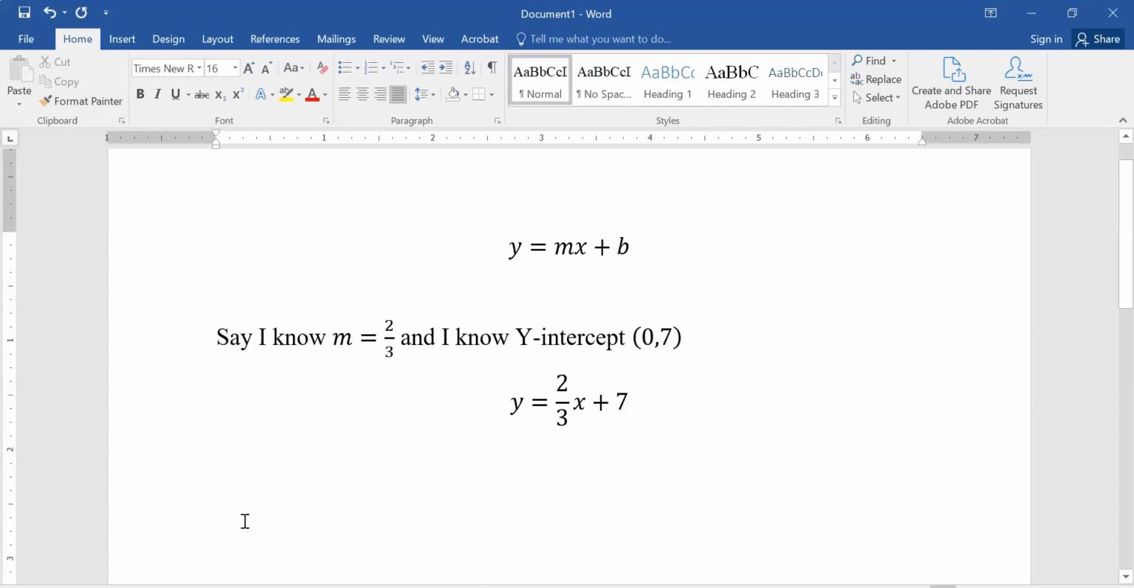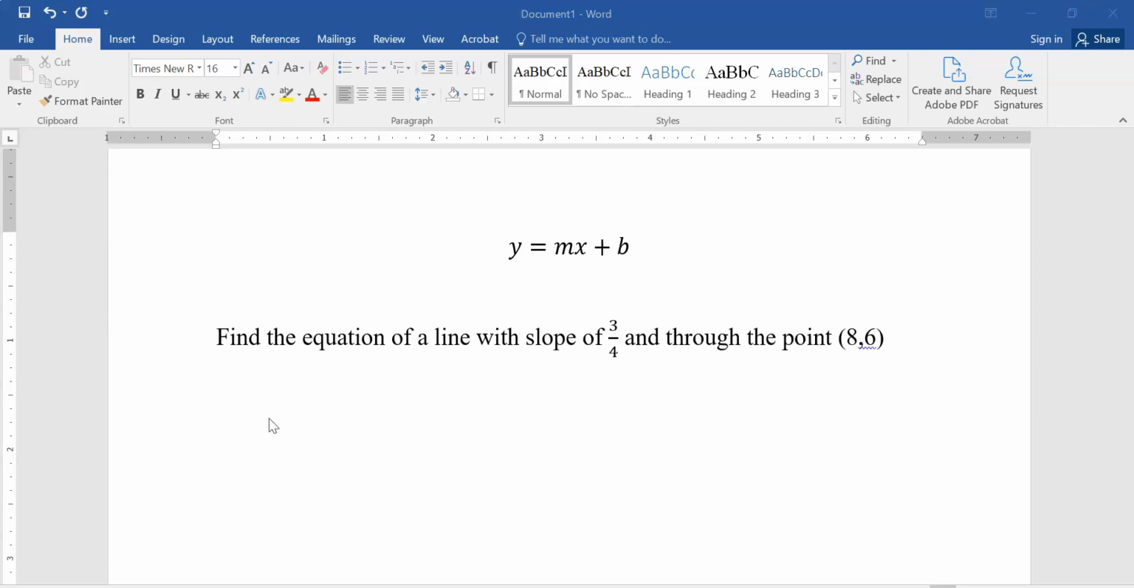So let's try a couple of problems. I'll do about 3 problems where I just give you a slope and then I give you a point on the line, and you'll see how this works. All right, so this first problem, again, I've made this up. This is not in the guided notes.